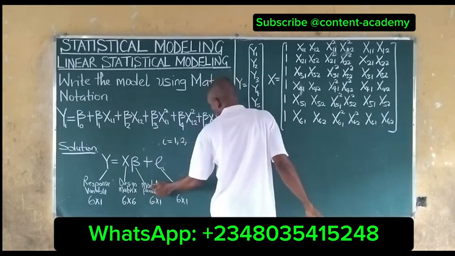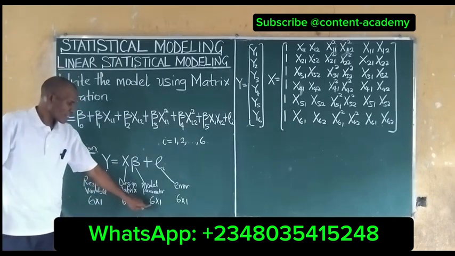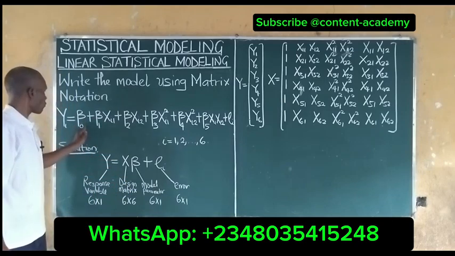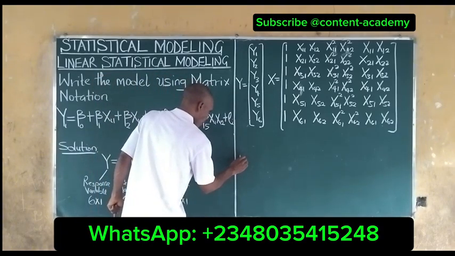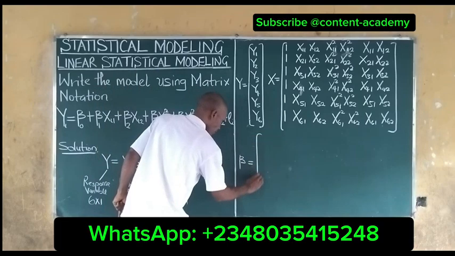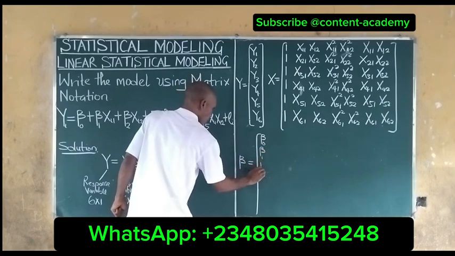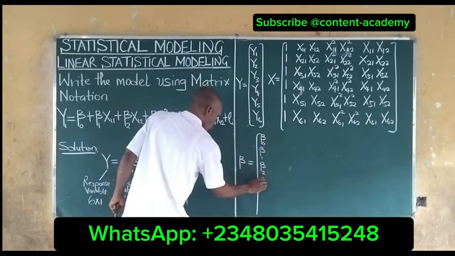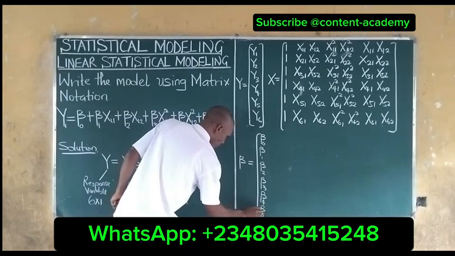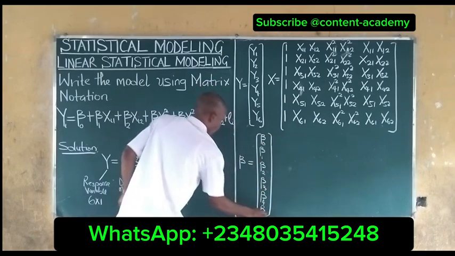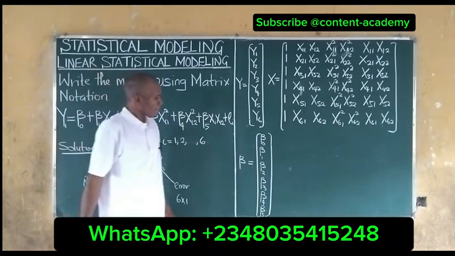The next on our list is the model parameter. We said the model parameter is a 6 by 1 matrix because we have 1, 2, 3, 4, 5, 6. So it then means that our model parameter will be equal to b naught, b1, b2, b3, b4, and b5. It's a 6 by 1 matrix.